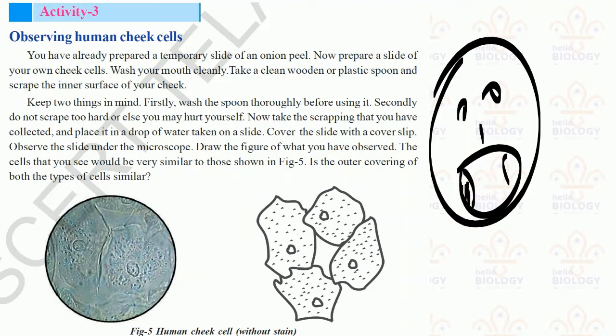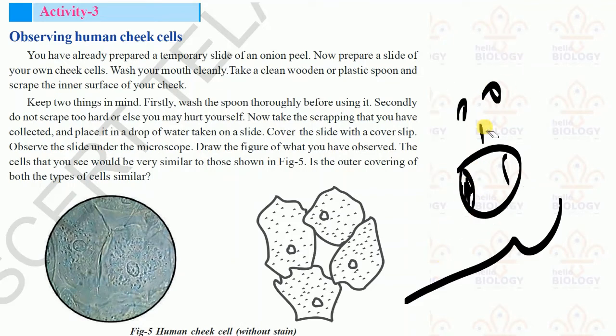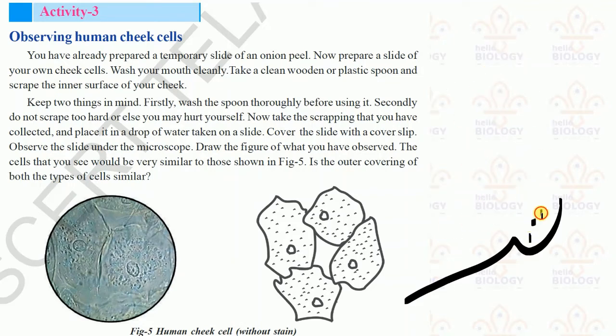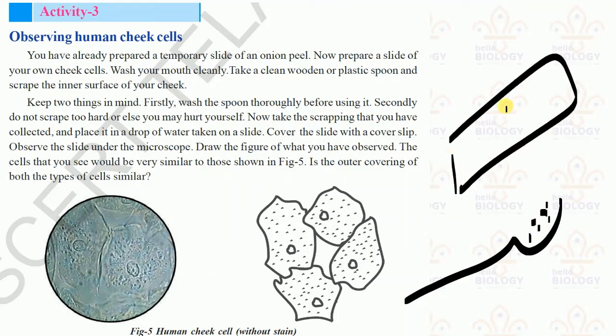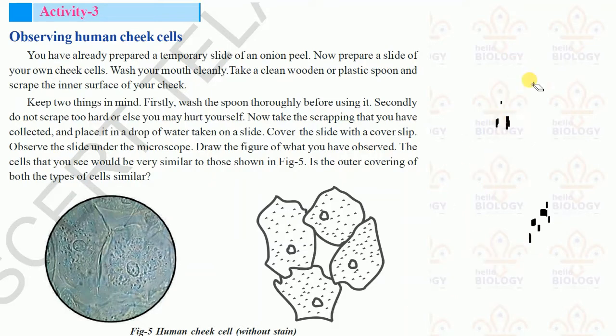After that, keep two things in mind. Firstly, wash the spoon properly before using it, and secondly, do not scrape very hard inside, as it may hurt you. Now put the scraped material you collected from the mouth on a slide, and add a small drop of water. Then cover it with a cover slip. After that, you need to observe it under the microscope.